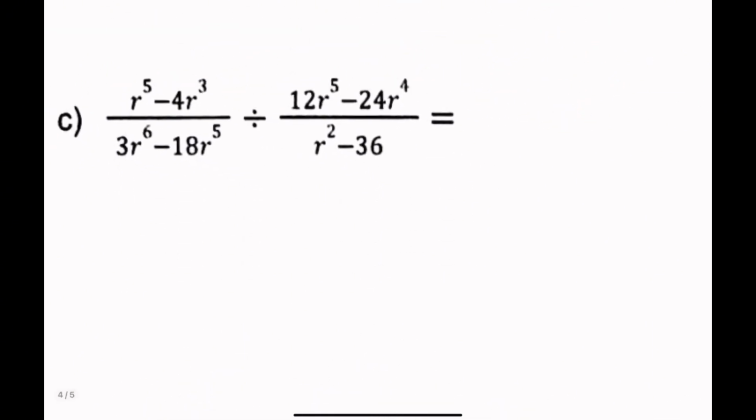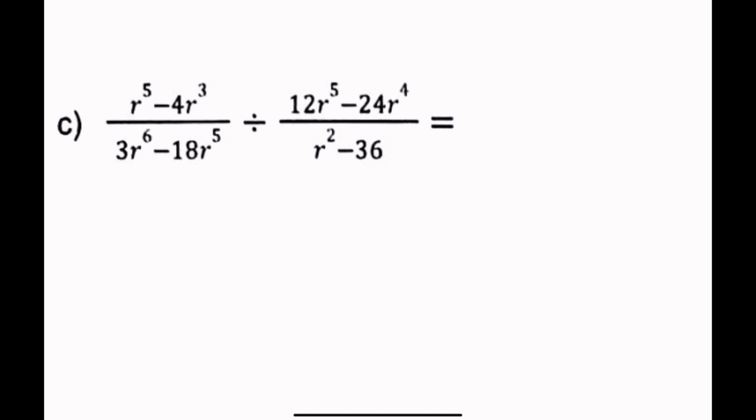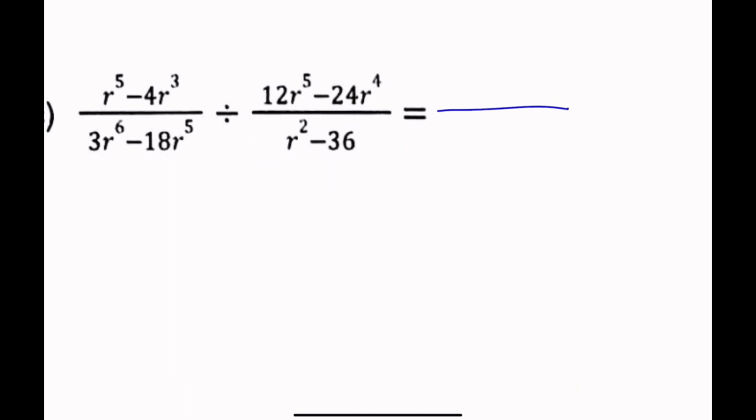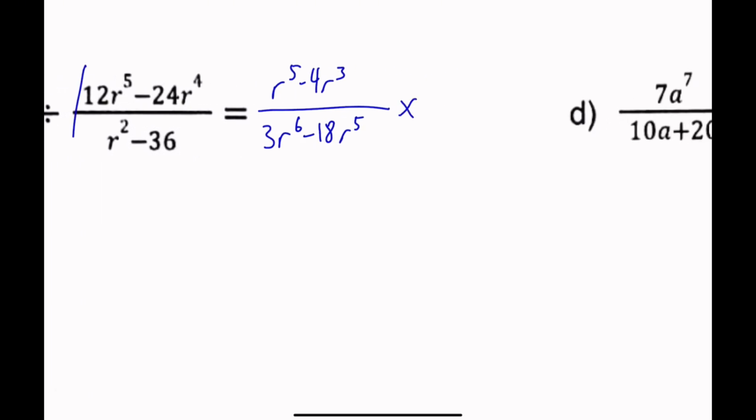Number C, so same thing, division. This is going to be a flipping around of this thing, right? So 3r to the 6 minus 18r to the 5 over r to the 5 minus 4r to the 3, multiplied by this reciprocal, right? So it's going to be r squared minus 36, and then 12r to the 5th minus 24r to the 4th. Now let's factor this.